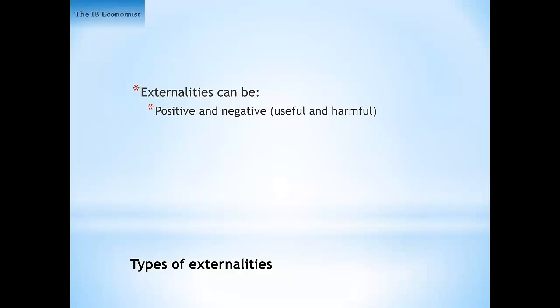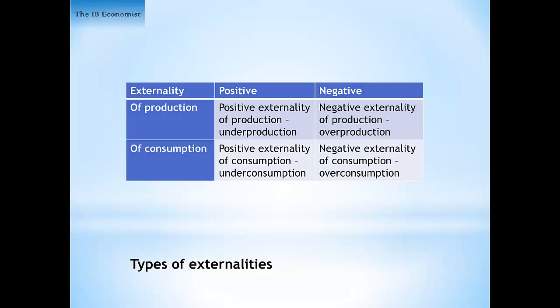It actually has more significant meaning, and positive externalities do not actually mean that they're useful. It means that we can benefit from correcting them. Then externalities can be divided into two more categories, of production and of consumption, which is related to our own behavior. Let's have a look at this matrix.